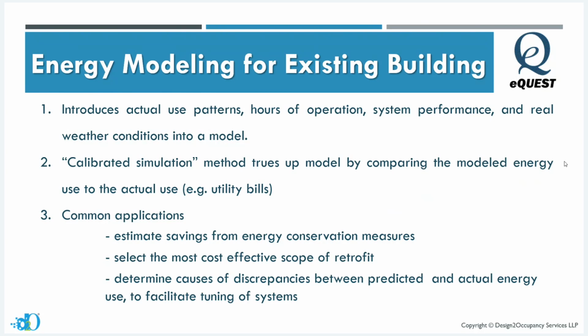Determine causes of discrepancies between predicted and actual energy used for tuning of the system. Right. So normally, with my experience, I saw that whenever we are making the calibrated model, there is some difference in the consumption of the calibrated model and the actual building, because sometimes we are not getting the right inputs from the building, and that's why we are getting the difference. So for that, what we do is we do the audit and commissioning of the system.